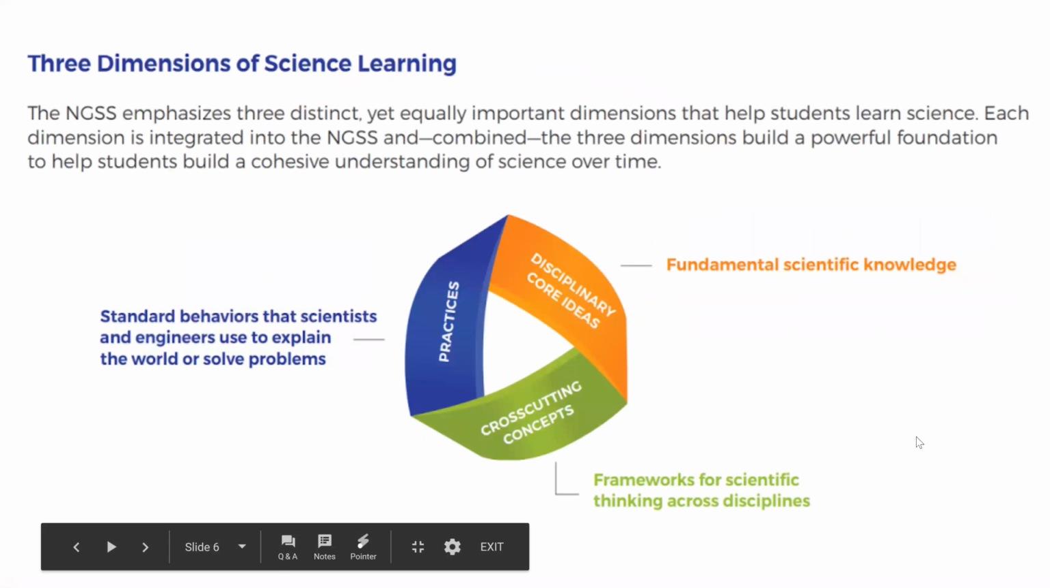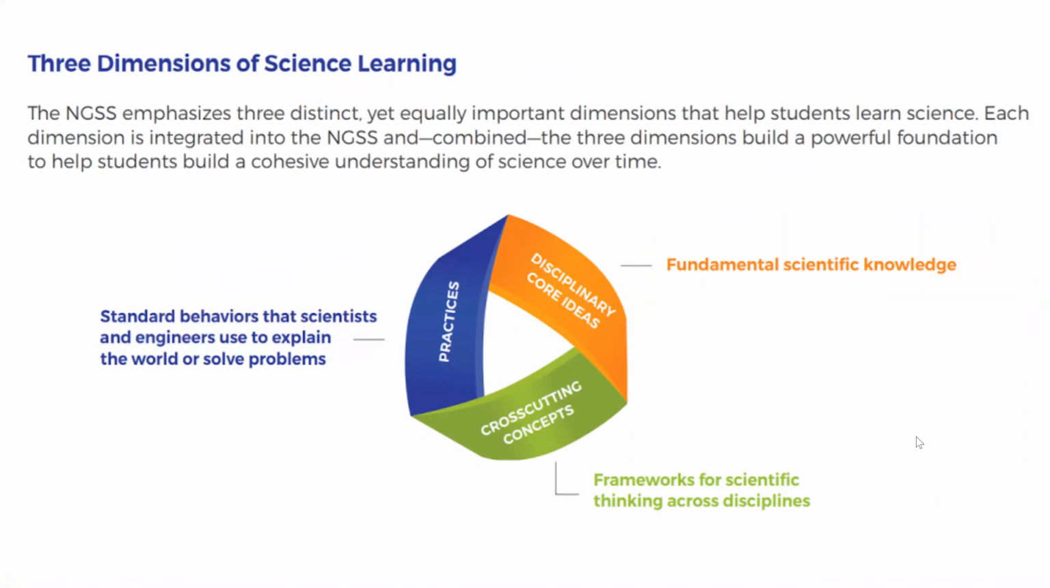When we look at the NGSS, we have these 3 dimensions. We have the practices, which we're going to talk about more in depth today. We also have the cross-cutting concepts, which are big frameworks for science, and then the disciplinary core ideas. Previous science standards would mostly focus on the core ideas, the content of the standards, and today we're going to begin to flesh out more how the practices help students engage in the process of science.